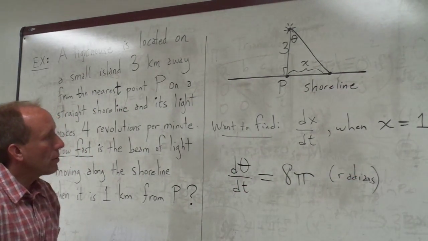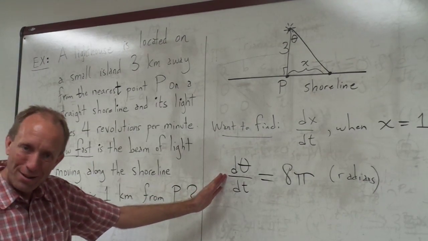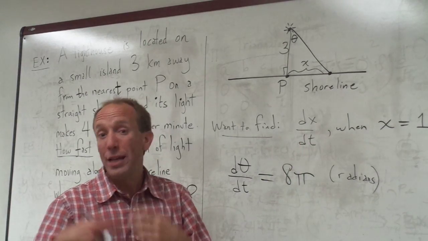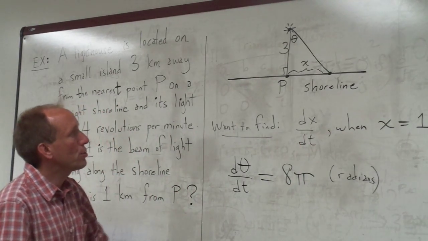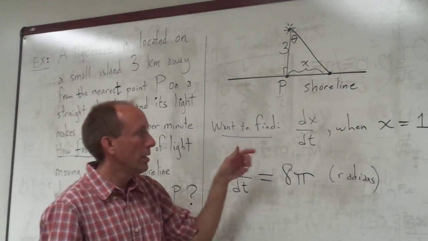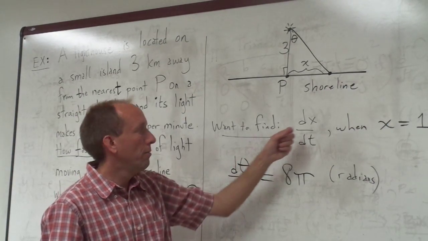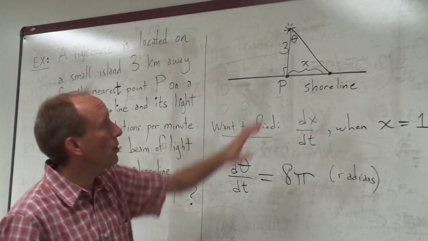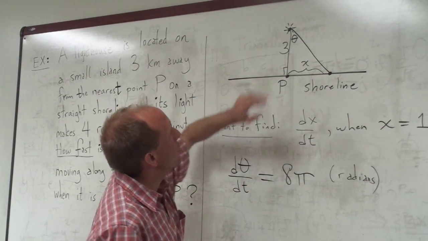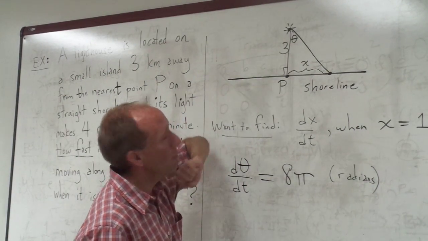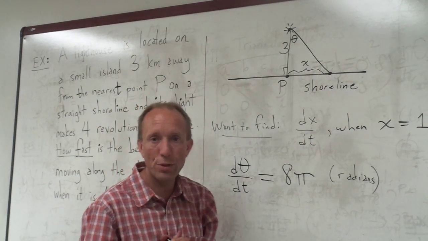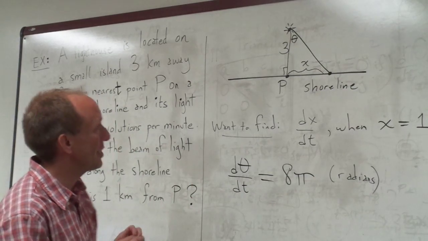So we know that. We have a rate that we are aware of. We have a different rate that we're trying to find. So the next step in the process is to try to write down a relationship between the two variables that are being related, the x and the theta. You have to look at the picture and ask yourself whether you can come up with a relationship between the variables that you see here. And this is almost always a geometry consideration.